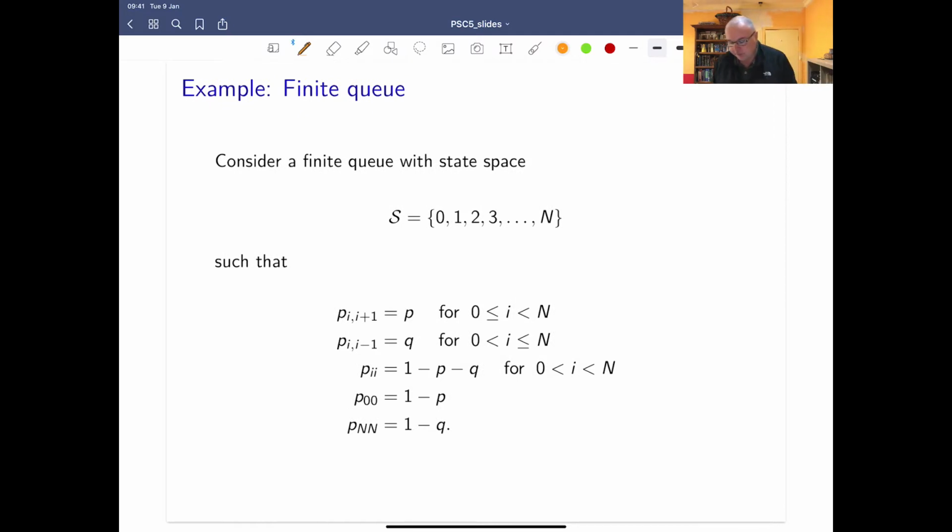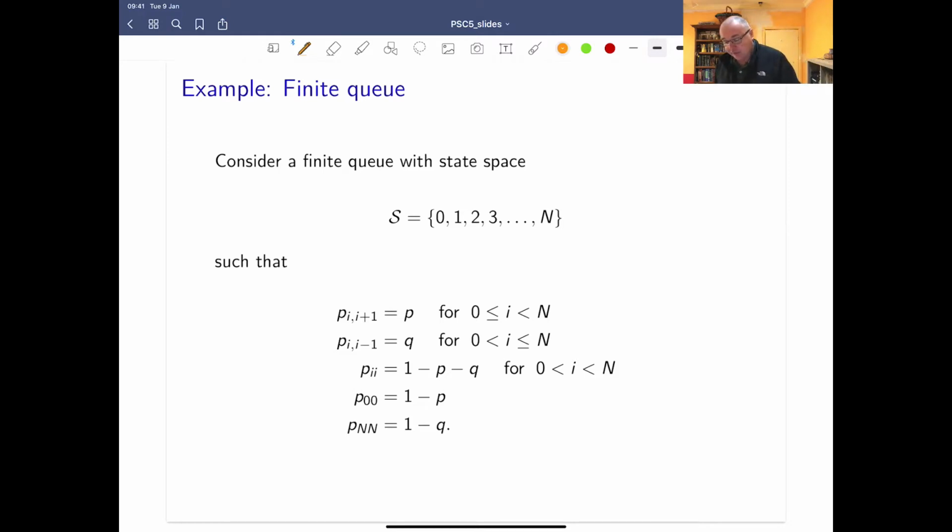We've got a queue, and S will be the number of people in this queue. You can have an empty queue, 0, and it goes all the way up to n. Maybe there's not enough room, and beyond that they just don't join the queue. The probability of a person entering the queue, that is of going from i to i plus 1, is p. The probability of someone leaving the queue, that is they've been served, going from i to i minus 1, is q.